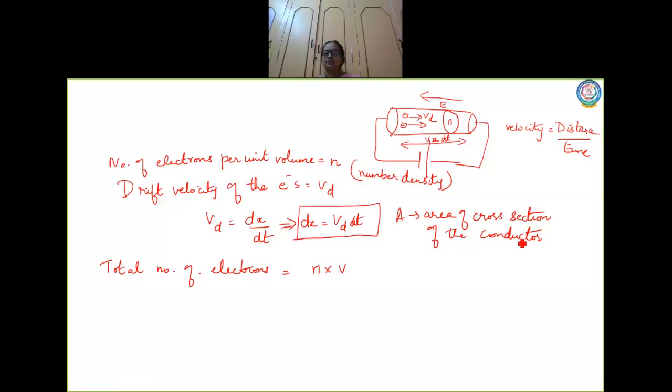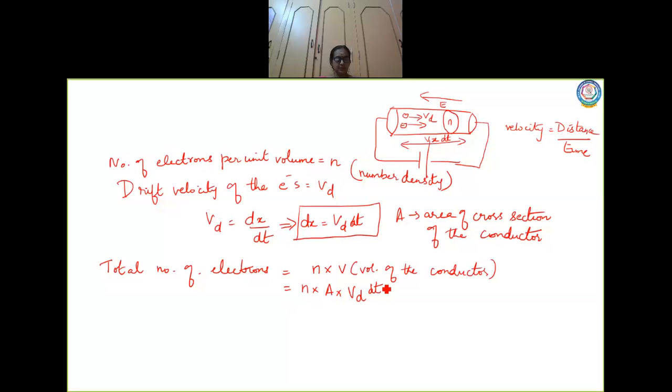Okay. So what is V here? Now V is nothing but the volume of the conductor. So what is the volume formula? Volume formula is area into length, right? So n into A into length, which is nothing but dx, the small distance. Instead of dx I substitute Vd into dt. Am I right? Yes, so nAVd dt is the total number of electrons.